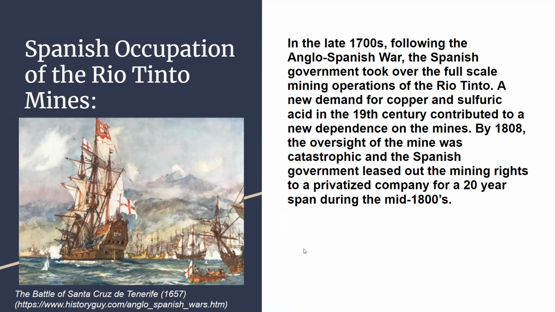So centuries later, following the Roman rule, the Spanish occupied the Rio Tinto mines, and following the Anglo-Spanish War in the late 1700s, the Spanish government took over the full-scale mining operations of the Rio Tinto. A new demand for copper and sulfuric acid in the 19th century contributed to a new dependence on the mines in the 1800s. So by 1808, the oversight of the mine was catastrophic, and the Spanish government leased out the mining rights to a privatized company for a 20-year span during the mid-1800s.